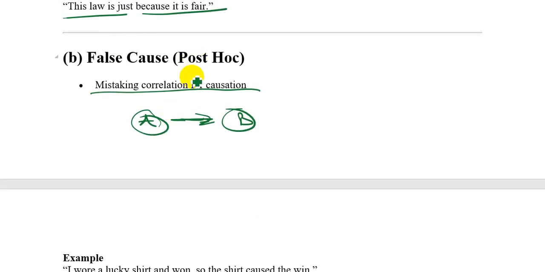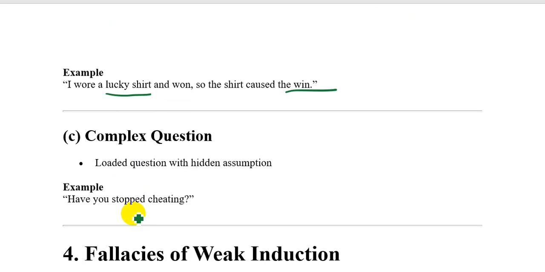It is also known as post hoc. So third is complex question. All the three are important ones. It is a loaded question with hidden assumptions. That is, we pose a question like, have you stopped cheating? There is a question within a question, which means there is a hidden assumption that you were in fact cheating and now you have stopped. Whether you say yes or no, the cheating remains. So this is a complex question.